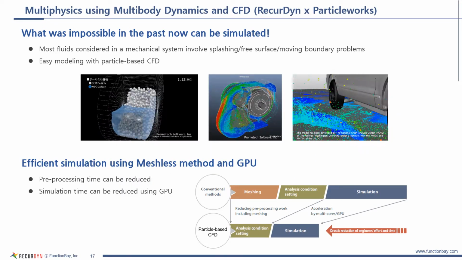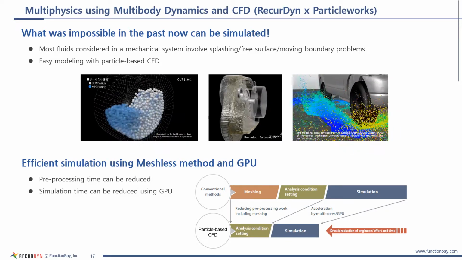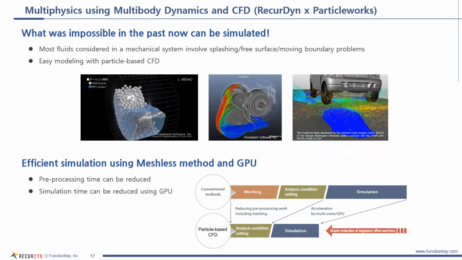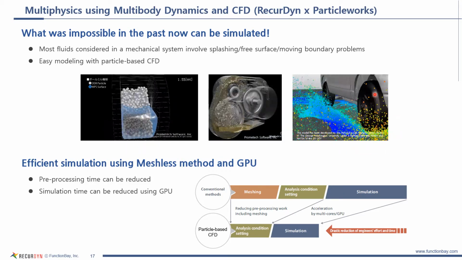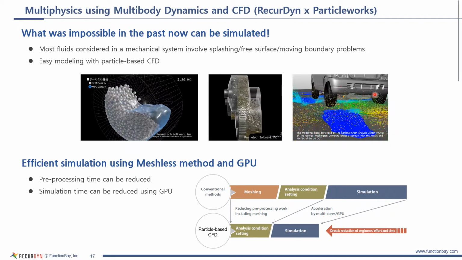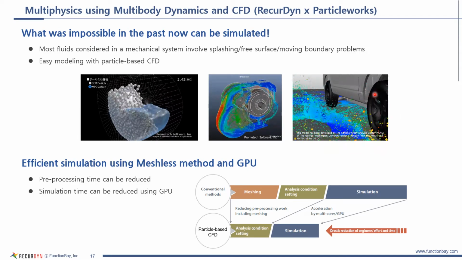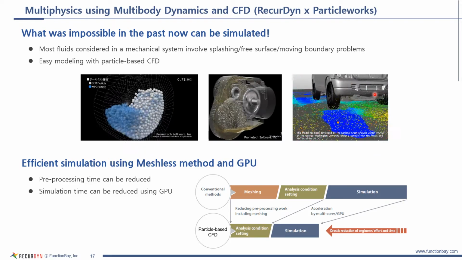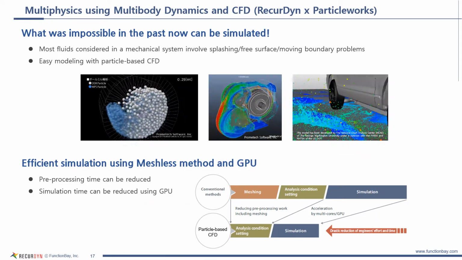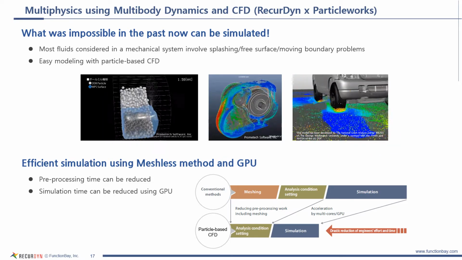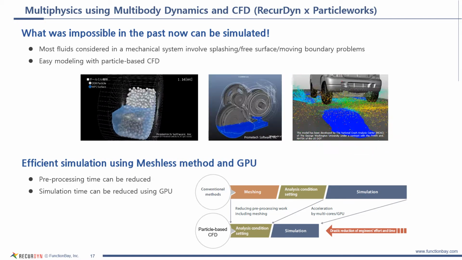Due to these benefits of particle-based CFD, the compatibility between multibody dynamics and particle-based CFD goes well. Most fluid considered in a mechanical system involve splashing, free surface, moving boundary problems as shown in these three examples. The splashing, free surface, moving boundary problems are considered difficult to solve using traditional CFD software. However, using particle-based CFD makes it easier to solve these problems by simply generating fluid particles. As explained earlier, the pre-processing time can be significantly reduced by using a meshless method. Since GPU computing, one of the features of particle method, can be used, the simulation time can also be greatly reduced. This makes it easier to include fluids in the system-level model and perform a dynamic analysis.